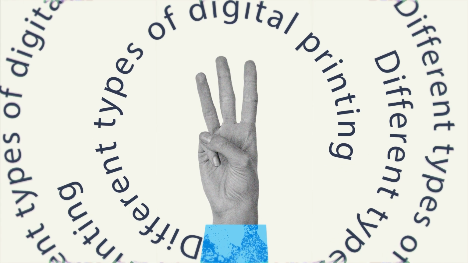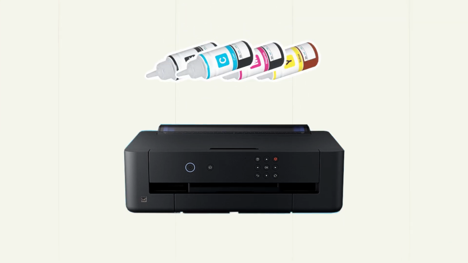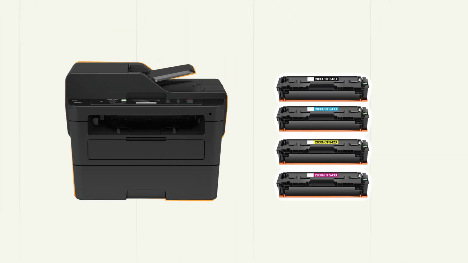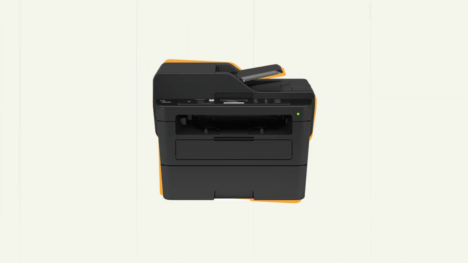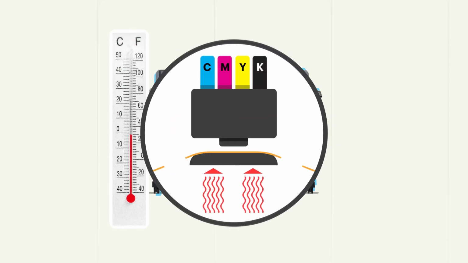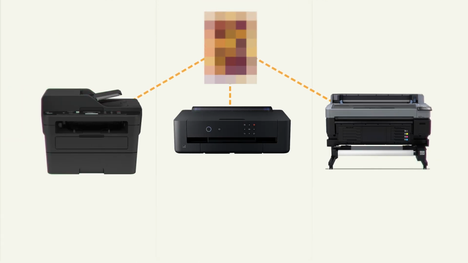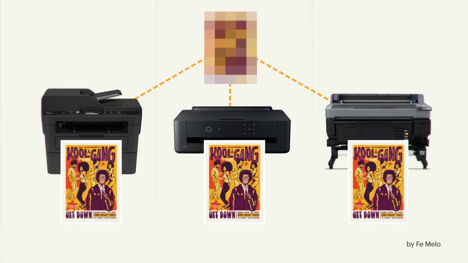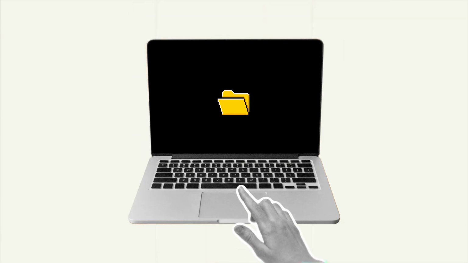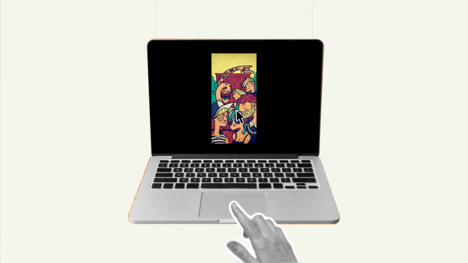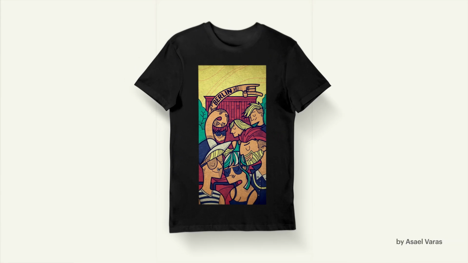There are a few different types of digital printing. Inkjet printers use liquid ink, laser printers use statically charged toner, dye sublimation printers heat the dye into a gas. But they all follow the same process of directly recreating a digital image or design on a material. Now, let's have a look at the whole process, from digital design to printed product.